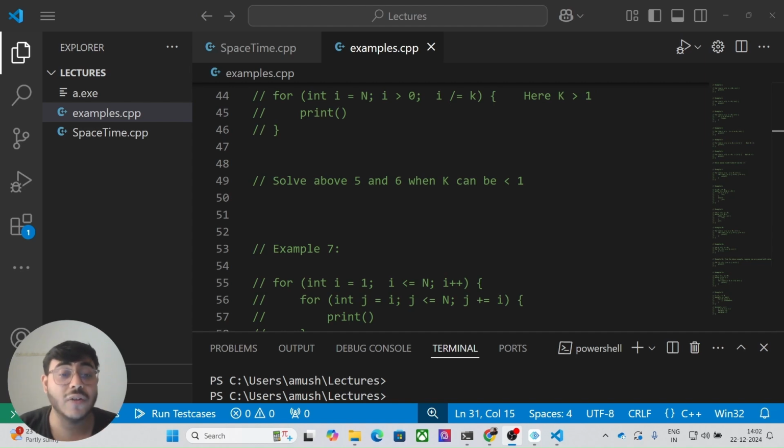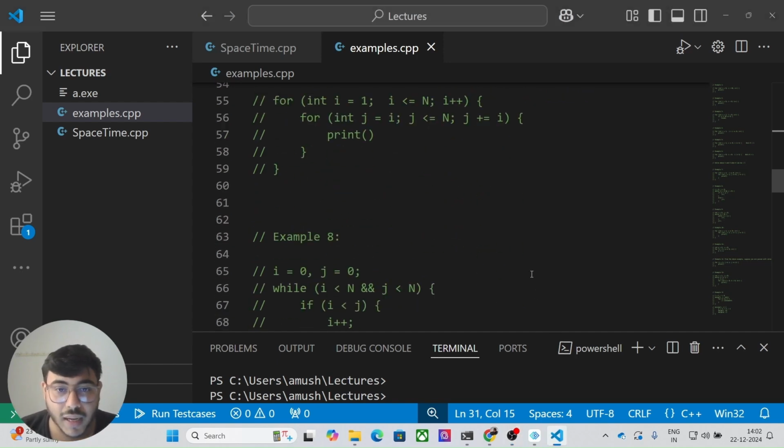Your loop will never stop. It will run an infinite number of times. Your loop will not stop, right? It will get stuck, right? Then we go to example number 7 and example number 8.